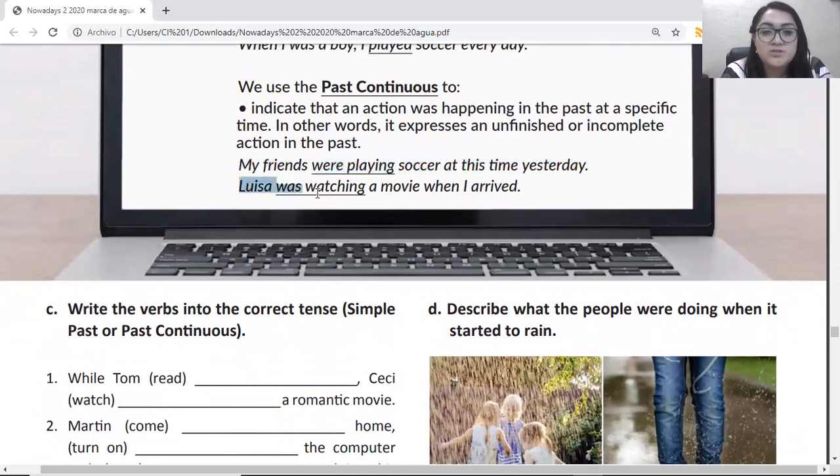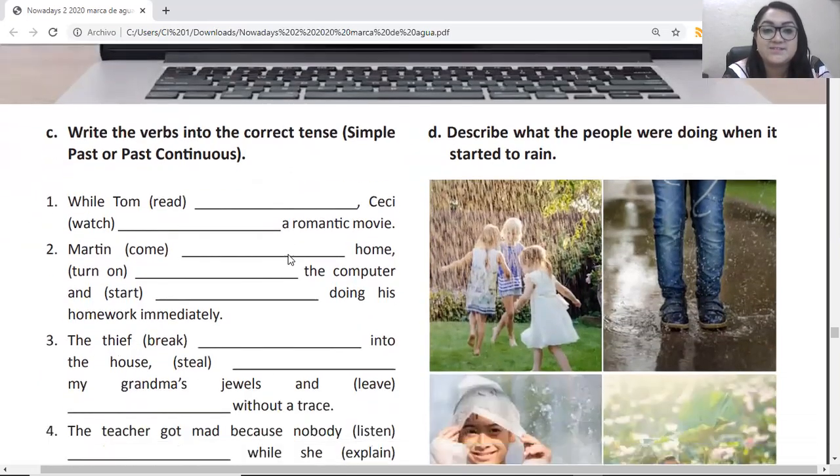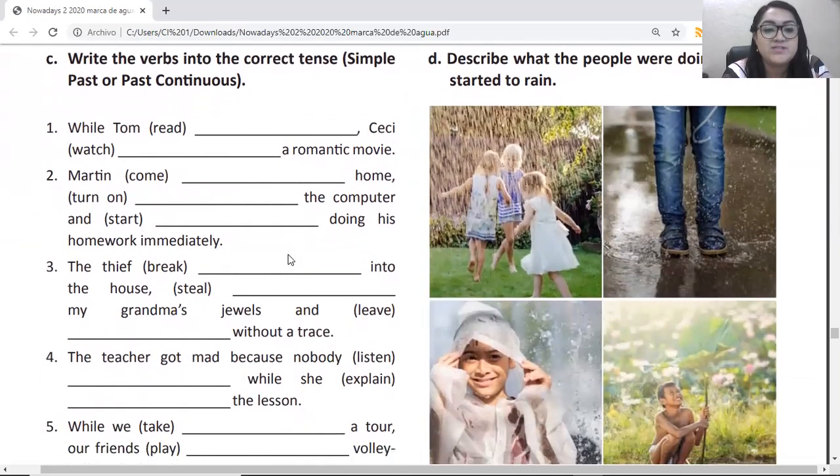Luisa was watching a movie when I arrived. Luisa estaba viendo una película cuando yo llegué. Okay, we have when. Very good. Now we are going to try to answer the next exercise. Obviously, I am going to check this in your books. Voy a revisar este ejercicio que esté en su cuaderno. ¿Ok? Tenemos la primera opción, el primer ejercicio.